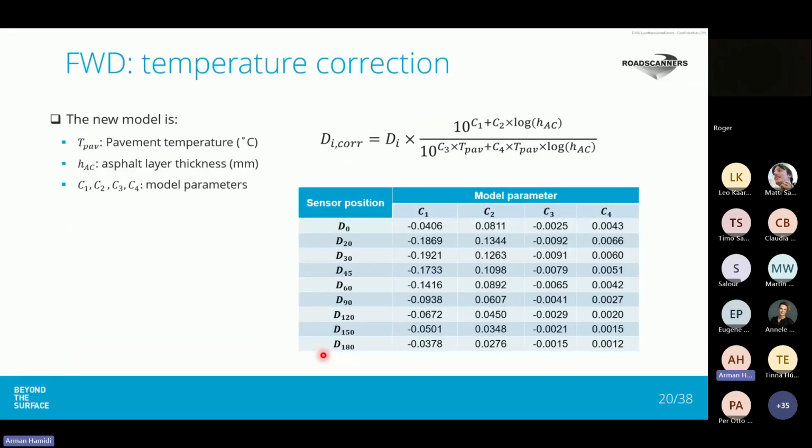So here is the model that we recently developed for temperature correction of FWD data. In this model, DI is uncorrected deflection values, and DI corrected is corrected deflection values, and I is the radial distance. HAC is the thickness of the asphalt layer, and TPAVE is pavement temperature, which for thin asphalt layers can be approximated by surface temperature. And there are C1, C2, C3, C4 model parameters, and these model parameters were determined based on optimization for each radial distance.